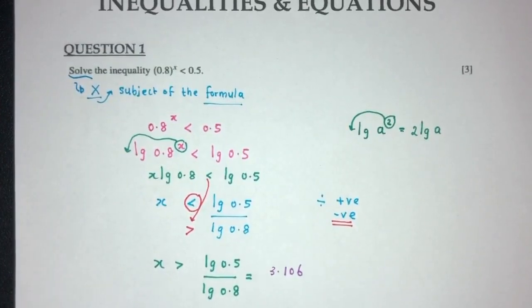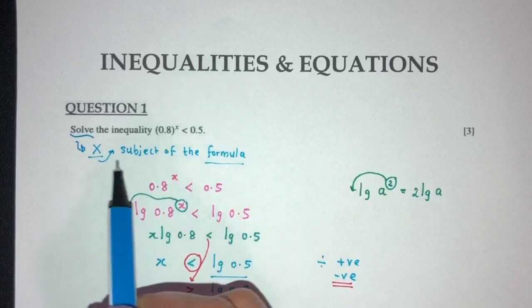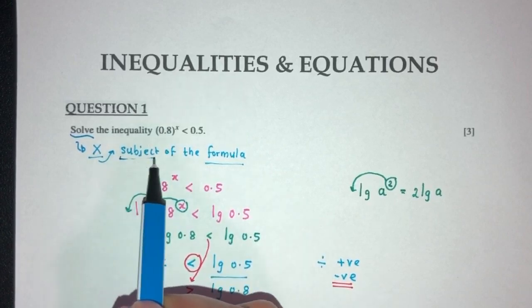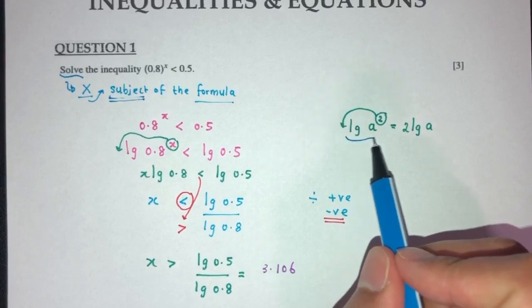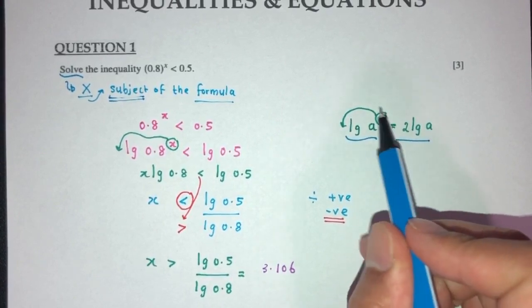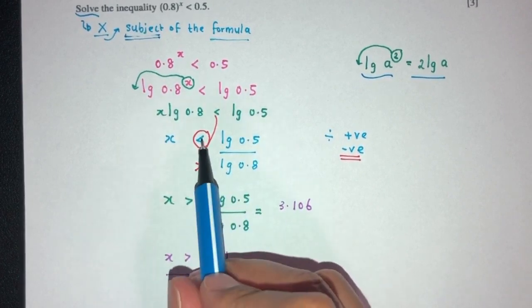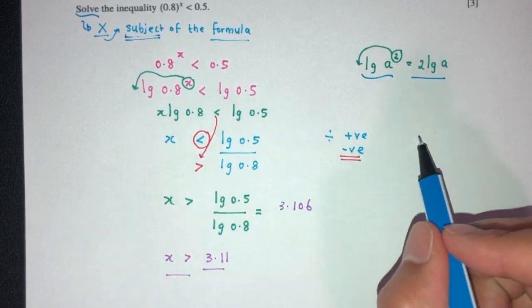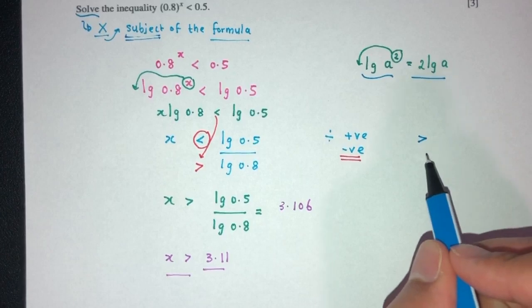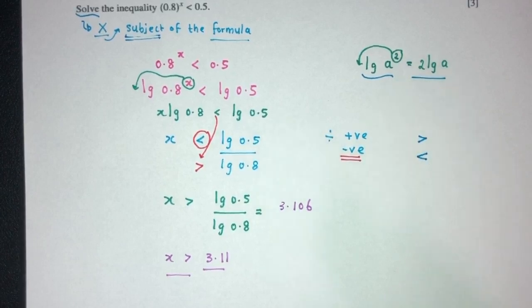Now there's two main points here. To find the value of x, we have to focus on making x become the subject of your formula. That's one. Number two, we have to know how to use this one, to bring the power in front. And finally, when you divide by something negative, the sign will change. Let's say we had this, divide by negative, it will change to the other direction. So we have to know this for our question number 1.